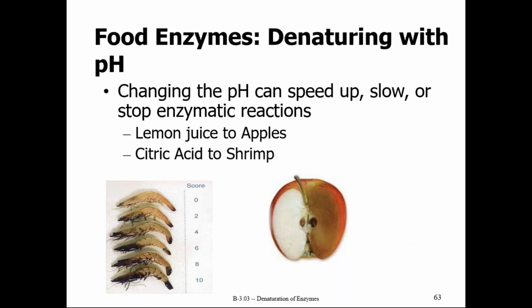Denaturation you can also do by changing the pH. You know that if you make the apple juice a little more acidic, by adding a slight amount of lemon juice, you can prevent the browning of the apple juice. You add citric acid to shrimp, and you can prevent the browning of shrimp.